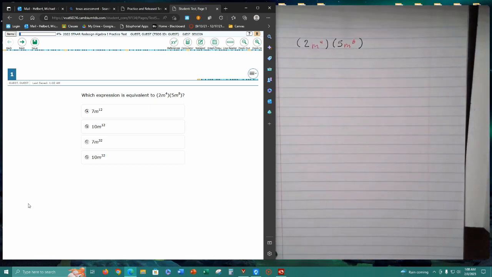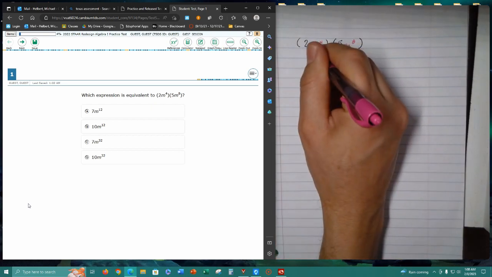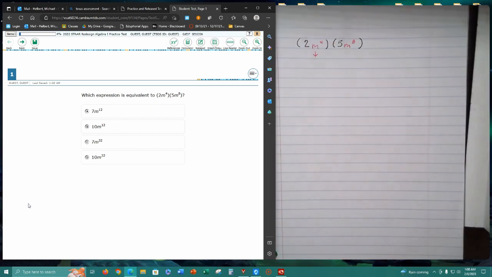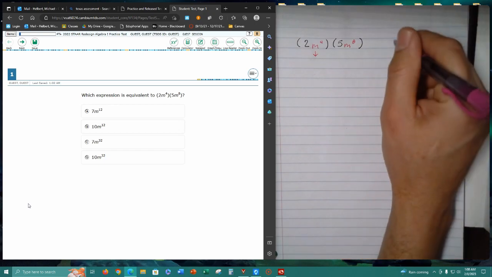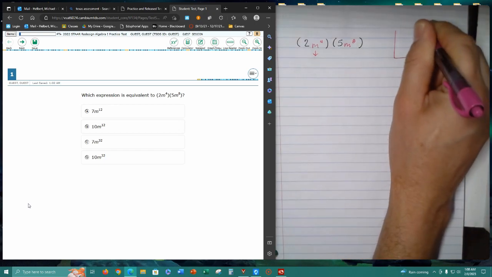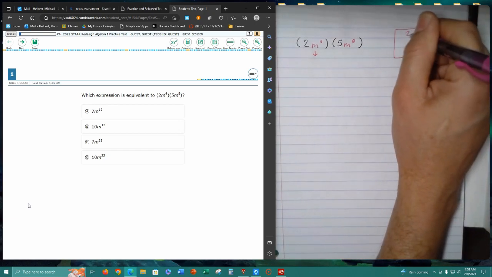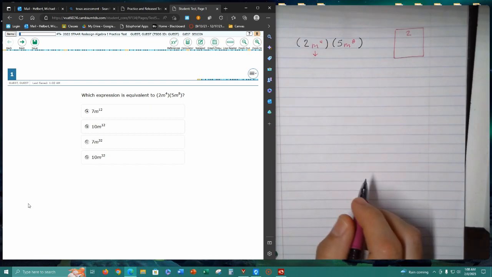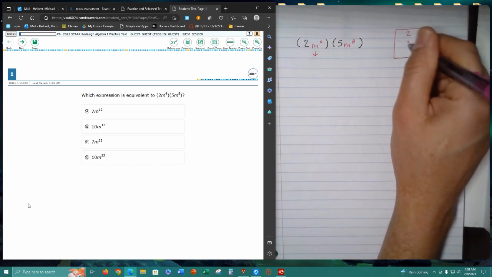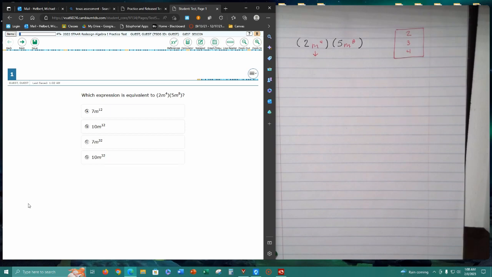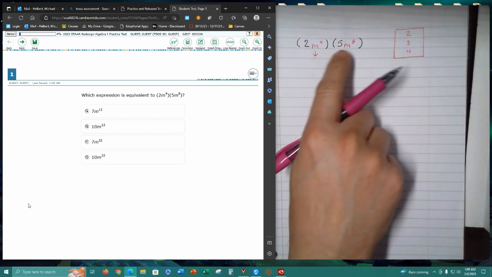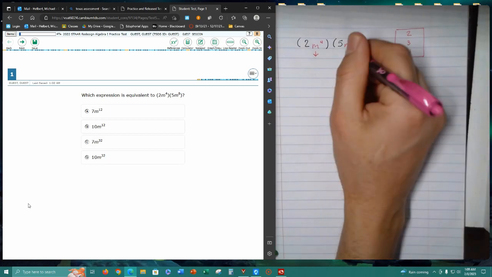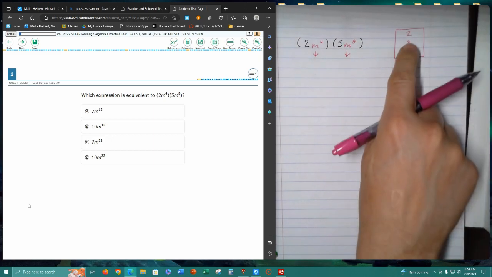Now you could do this by using the power to a power rule, but the guess and check method works really good on these. What I'm actually going to do is replace this m with a number. My favorite number to start with, that I always try first, I'm going to write it in a box, is the number 2. If you have more than one variable, you can also use 3 and 4 and so on. But notice this one only has one variable, and it's an m. So I'm going to replace these m's with the number 2.